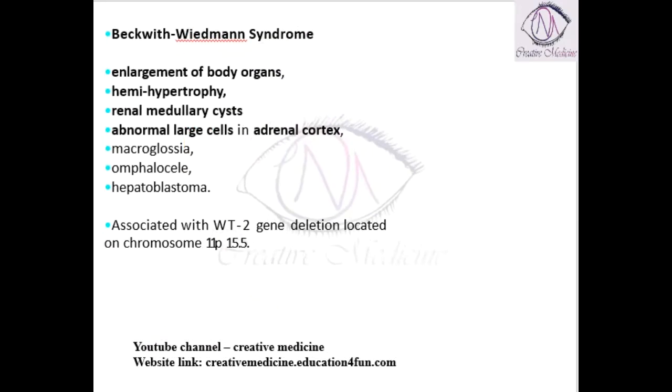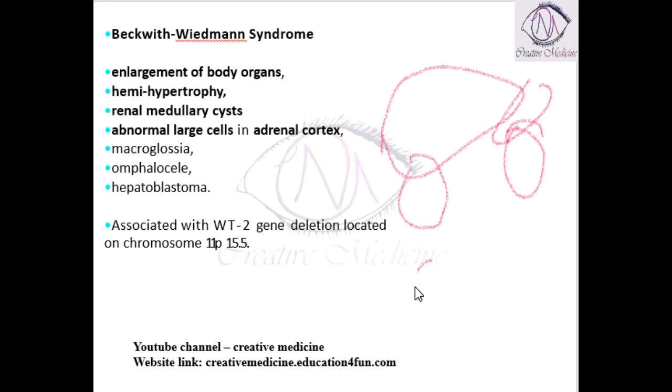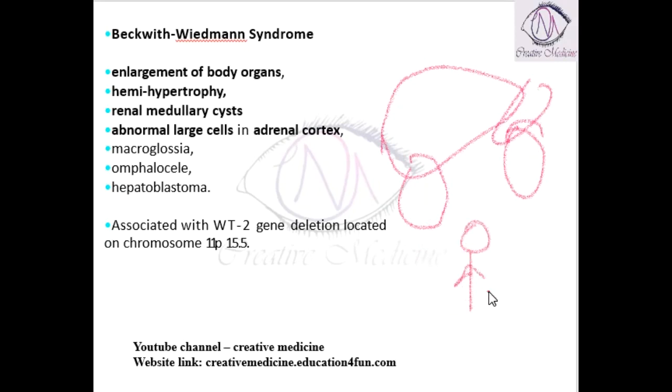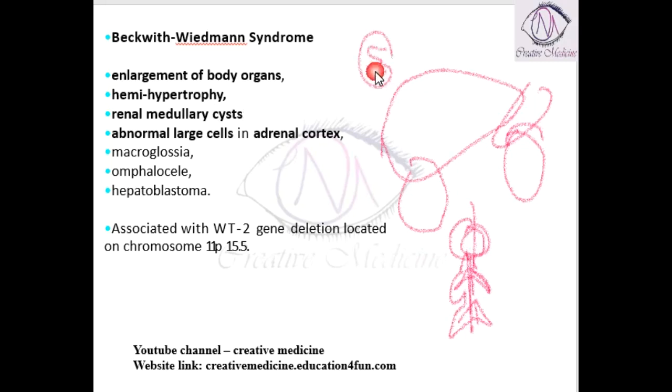First, there is enlargement of the body organs. There is a big liver, big kidney, big spleen; all the organs are enlarged, with hemihypertrophy. Hemihypertrophy means that if you see the person, half of the face or half of the body is bigger than the other half. So that is hemihypertrophy. Renal medullary cysts will be seen in the medulla, and also abnormal cells in the adrenal cortex. Macroglossia means large tongue. Hepatoblastoma, which is nothing but Wilms tumor, is seen.